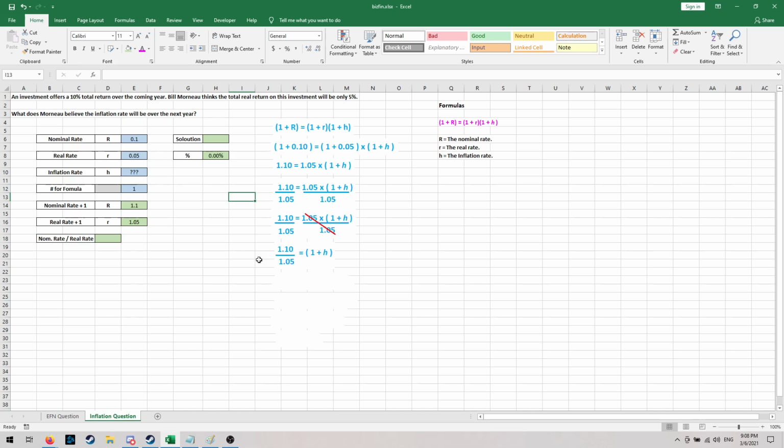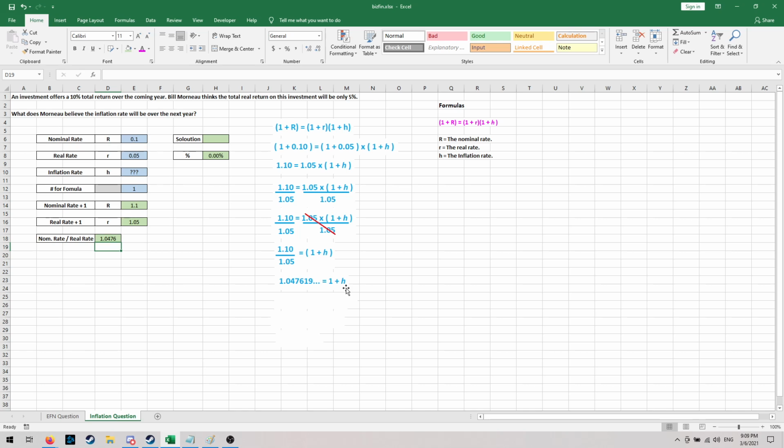Again, you do have several different options here, but what I would do at this point is evaluate the left-hand side of my formula. In this case, it would essentially be the nominal rate on the top divided by the real rate on the bottom. We would press equals, and divide 1.10 by 1.05. And you can see that we're going to get 1.0476. It is a repeating decimal, and I do have a slightly longer version of it here. Equals 1 plus our inflation rate.